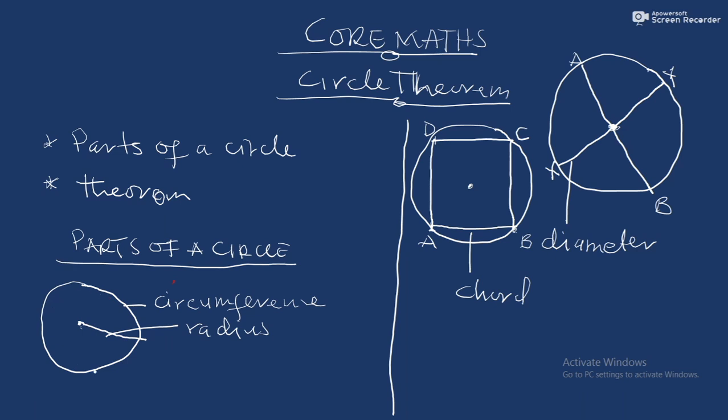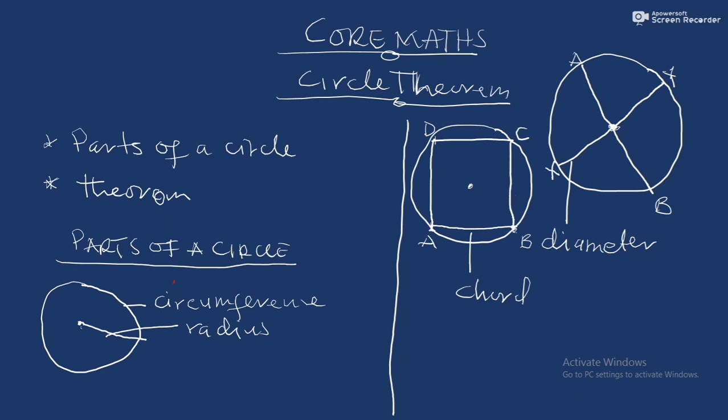Then the length of boundary around the circle is called the what? The circumference. Then we also looked at a chord. We said that a chord is a line within a circle that touches the circumference of the circle at 2 points. So this line AB is a chord. It's a chord because it is a line within a circle and it touches the circumference of the circle at 2 points.